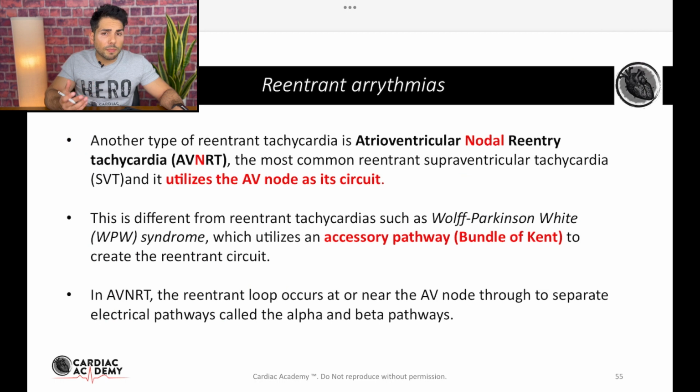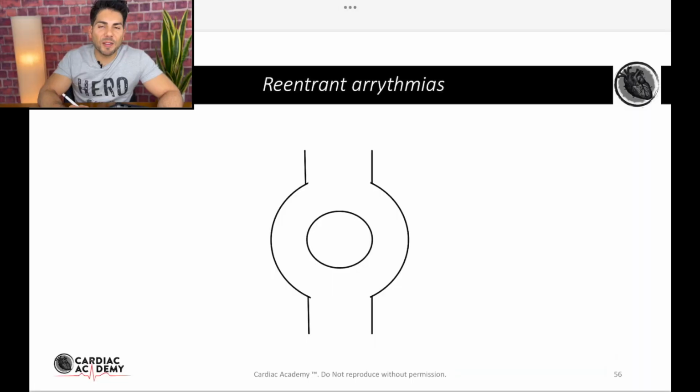Now, there's another type of reentrant arrhythmia that we haven't discussed, which is the AVNRT. In this case, instead of having an accessory pathway, this loop gets formed inside the node or near the node, okay? Okay, my friends, let's talk about AVNRT.